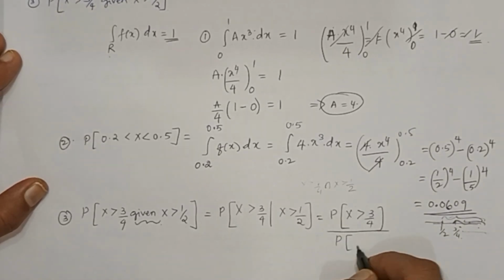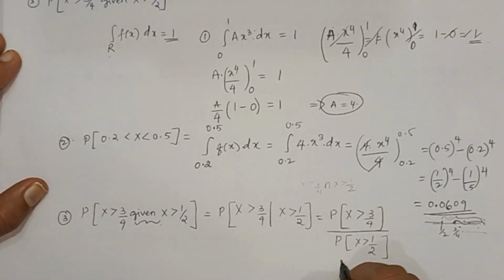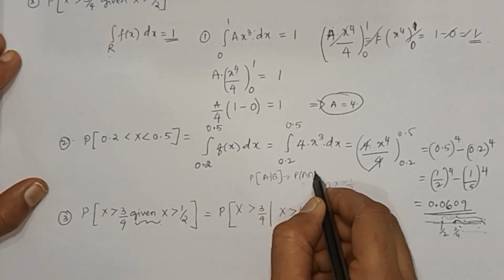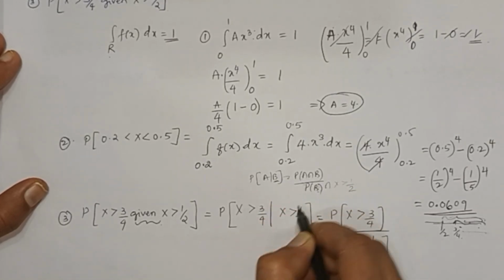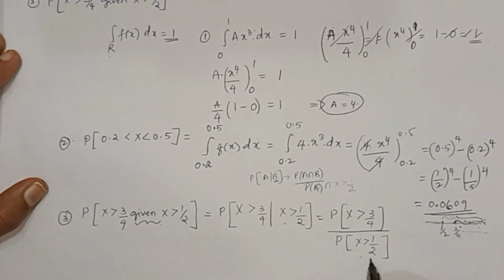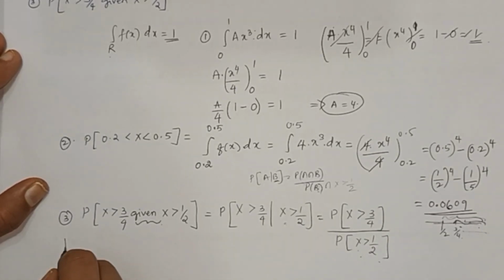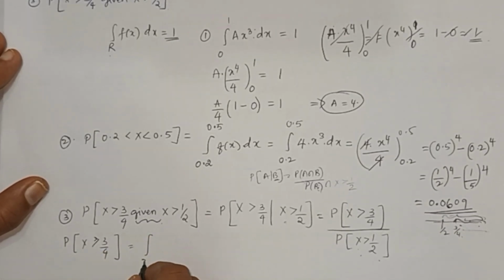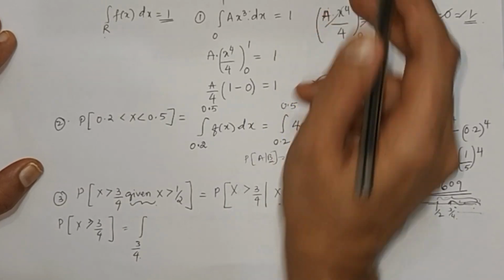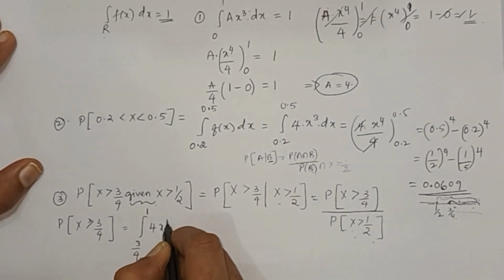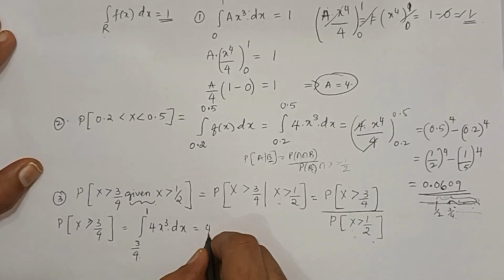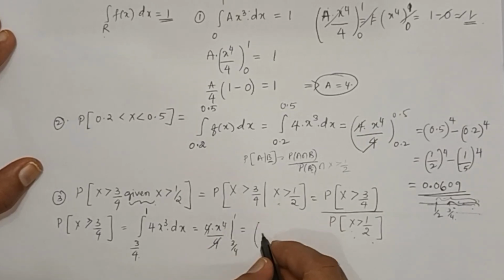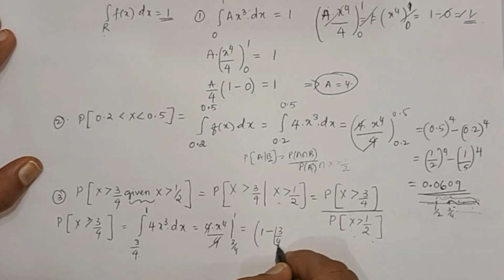So P of x is greater than 1 by 2. This is by the formula of conditional probability: probability of A given that B has occurred means P of A intersection B divided by probability of B. So that's why probability of x greater than 1 by 2. We have to find it one by one now. What is P of x greater than 3 by 4? Lower limit is 3 by 4, upper limit is the maximum value 1. So 4 into x cube into dx, which is the same as 4 into x power 4 by 4 from 3 by 4 to 1. So upper limit is 1 minus lower limit is 3 by 4 to the power 4.